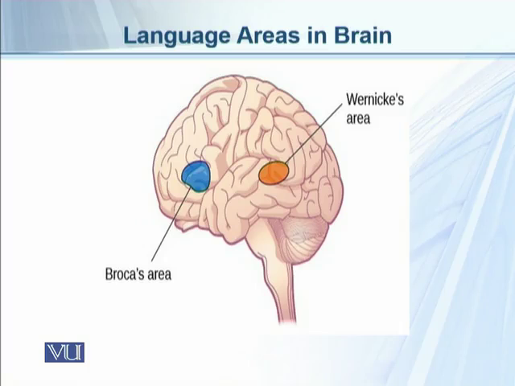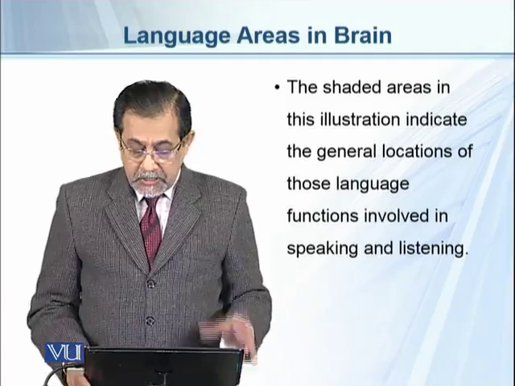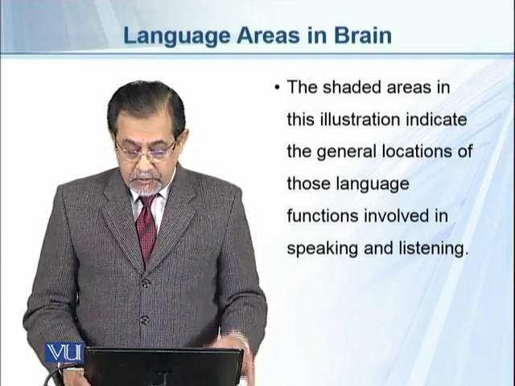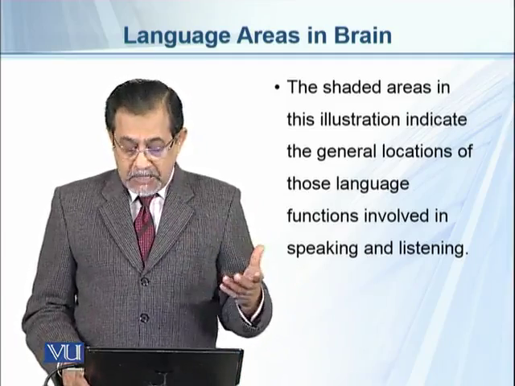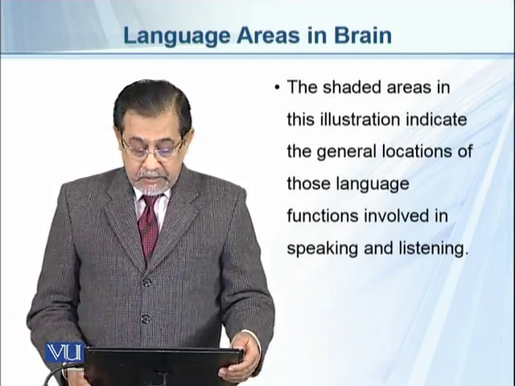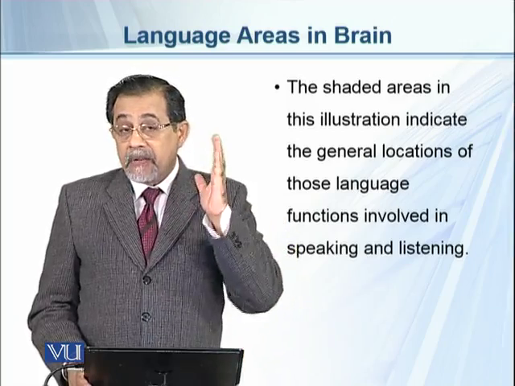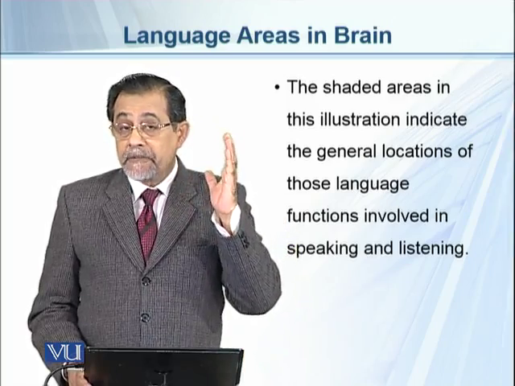If they are responsible for language, it means that if this part is affected, the person will have problems in producing language and in understanding language. The shaded areas in the illustration indicate the general locations of the language functions involved in speaking and listening. So you have seen that we have two areas in the brain, and they are in the left hemisphere, right above the left ear.